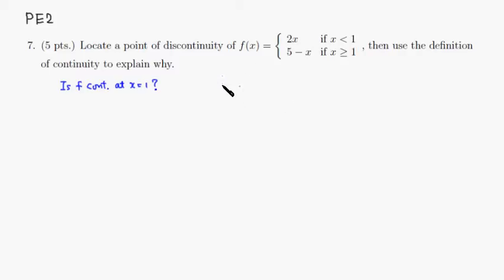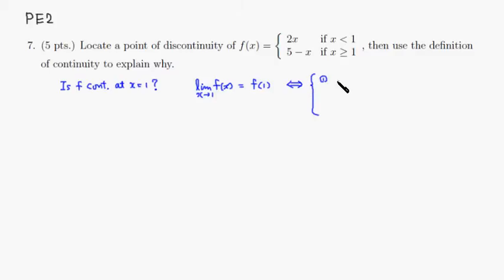So let's check. Remember that in order to be continuous at 1, we have to have this equality. The condition is you take the limit of this function as x approaches 1, and this has to agree with f of 1. To have this equality, there are three things that we need to check.